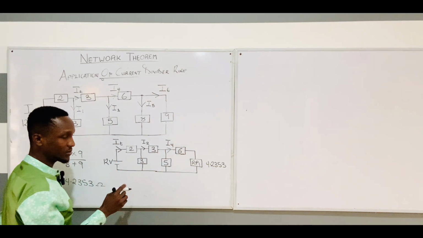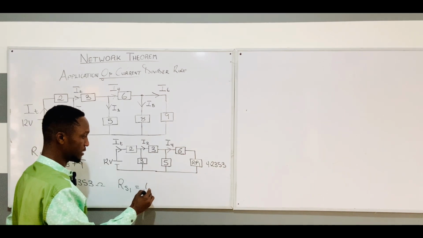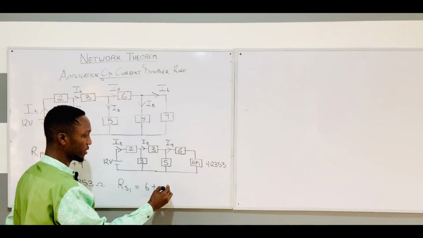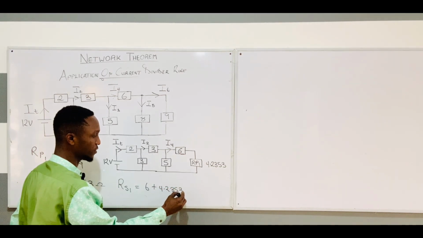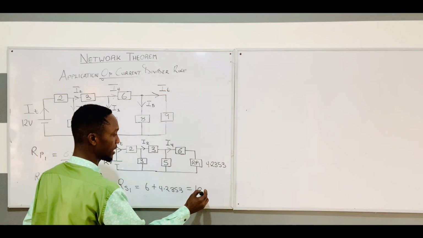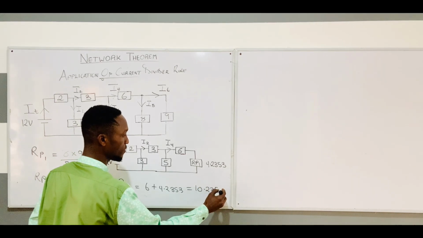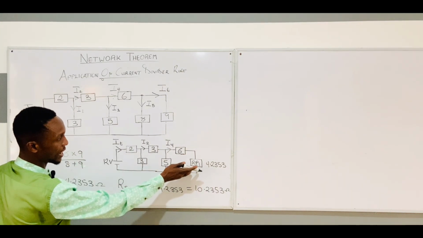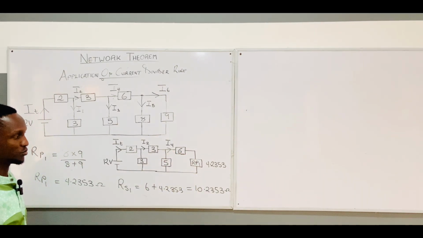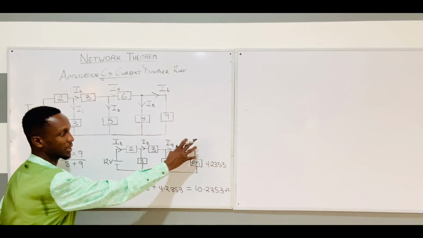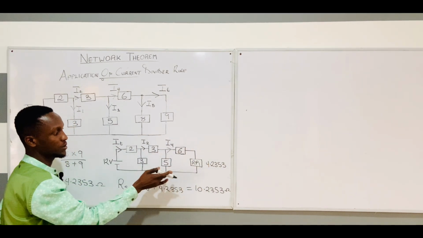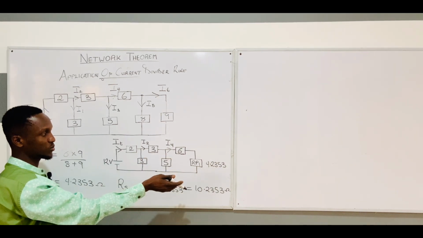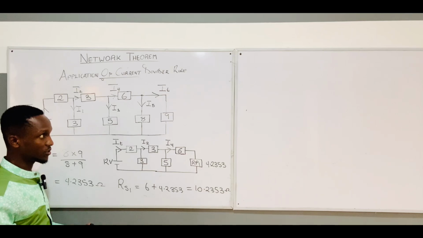So now our R series 1 will give us what? 6 plus RP1, which is giving us 4.2353. Now the value is going to give us 10.2353 ohms. So now we've been able to add this and this together. So we need to redraw the circuit. Now when we redraw the circuit, the resolved value of this side will be in parallel with this one. Okay, and then once we solve both of them together, it will be in series with the 3 ohm resistor.